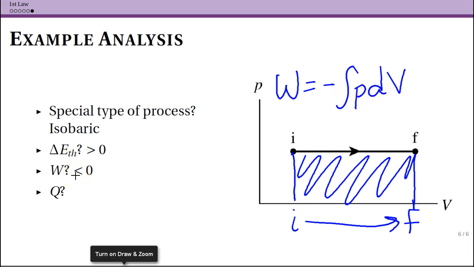So now look at the situation. We need to have an increase in thermal energy, but our work is negative. So what can we say about Q? We can try to determine its sign, we can try to determine if it's zero, and we can try to determine how the magnitude relates to work. So go ahead, pause the video, and think about this on your own.